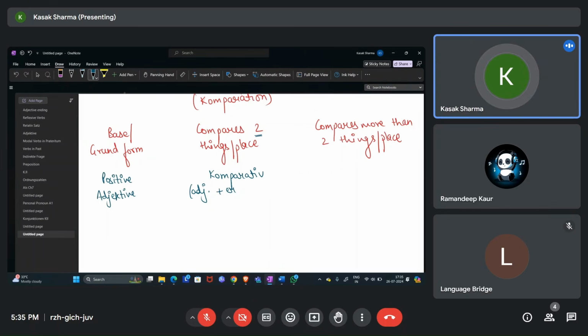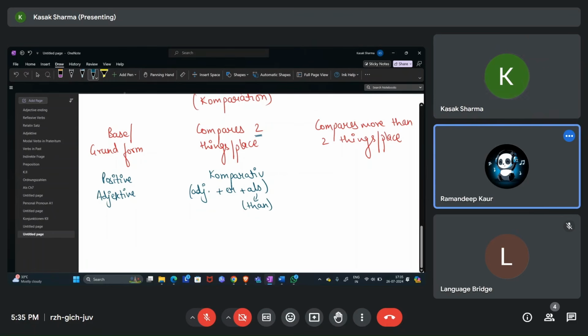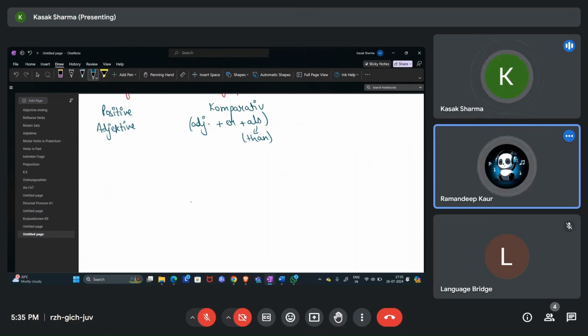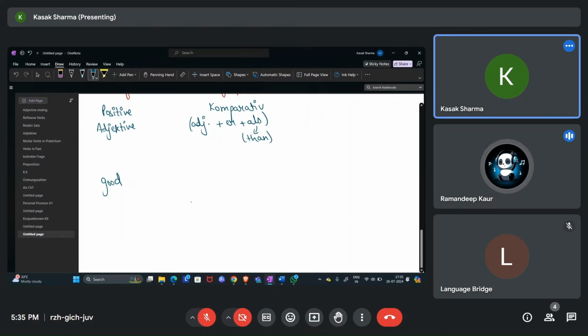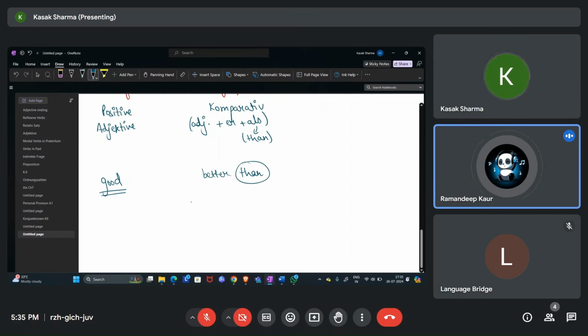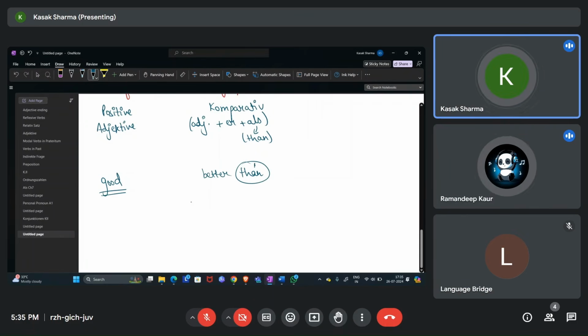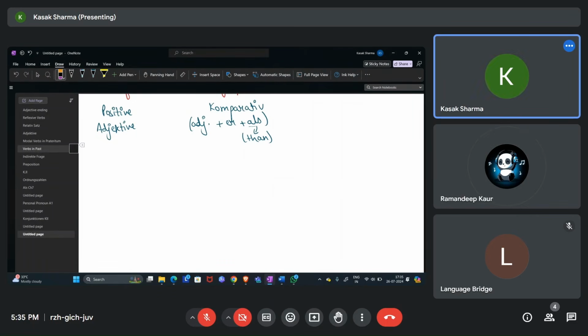And then we add als, and this als means "than". For example, if I take the English one, good is the base form, the Grundform. It is my adjective. Now, better than. For this we use als. We will do the examples for them later on.